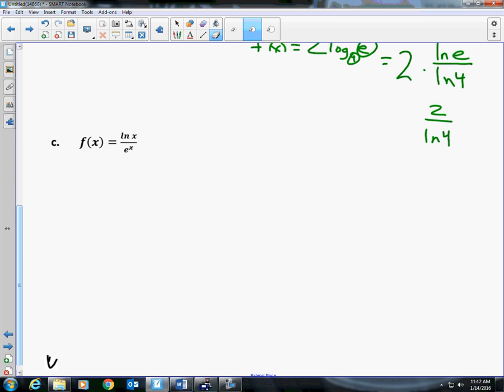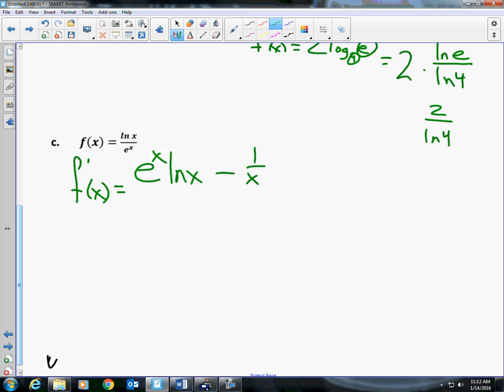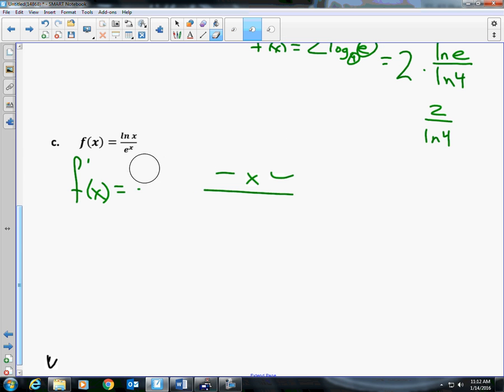Let's look at C. What rule do I have to use for C? Quotient rule. What's the derivative of the bottom? E to the x times the top, natural log of x, minus, what's the derivative of the top? Over x times e to the x, which is the derivative of the bottom. Whoop, what am I doing? I'm sorry. I ate a bowl of stupid for breakfast.